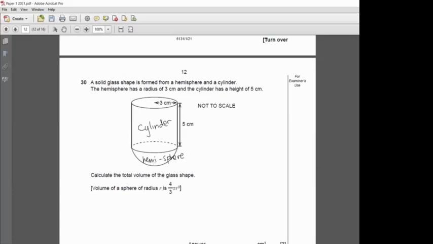Okay, so hemi means a half of a sphere. So the total volume will be the volume of the cylinder, which is given by pi r squared times the height, and the volume of the hemisphere, which is half times the volume of the sphere. So it's half times 4/3 pi r cubed. Okay, so our r is 3, our h is 5, and we have everything that we need. So this is just a matter of substituting. So this is pi multiplied by our radius, which is 3 squared, times our height, which is 5, and then we have a half times 4/3 times pi times the radius cubed, which is 3 cubed. So this you would just type in on your calculator.